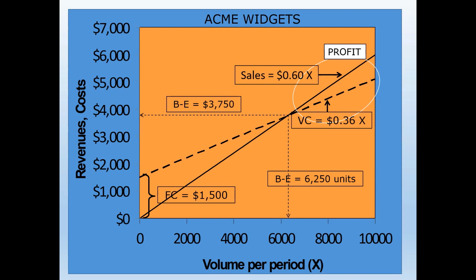Any point above break even represents profit. And the farther the sales revenue line is above the total cost line, the bigger the profit is. The area below break even represents loss, and the farther the total cost line is above the sales revenue line, the bigger the loss is.